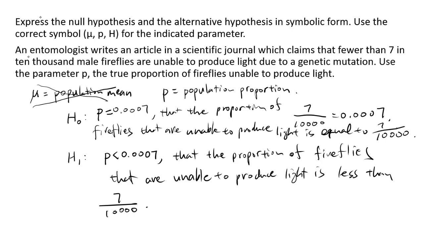And then this person will gather the samples and count the fireflies who have the genetic mutation, can't produce the light, and then that person can do statistical analysis to reject this H0 and show that this is true. So that's how statistics are used in biology research.